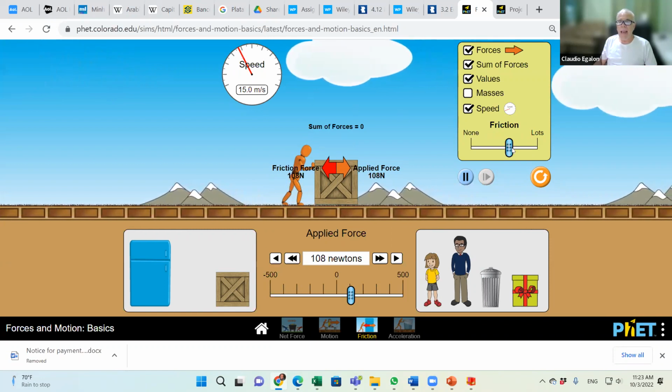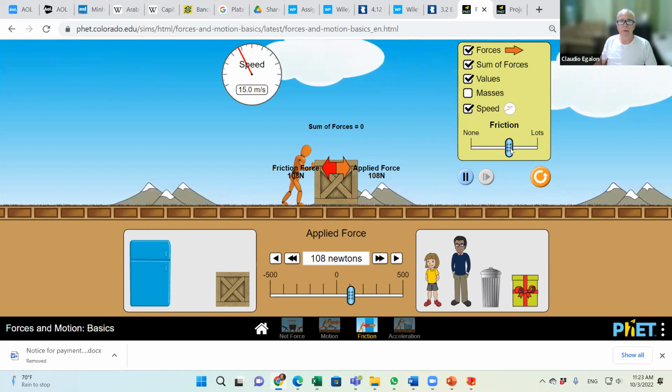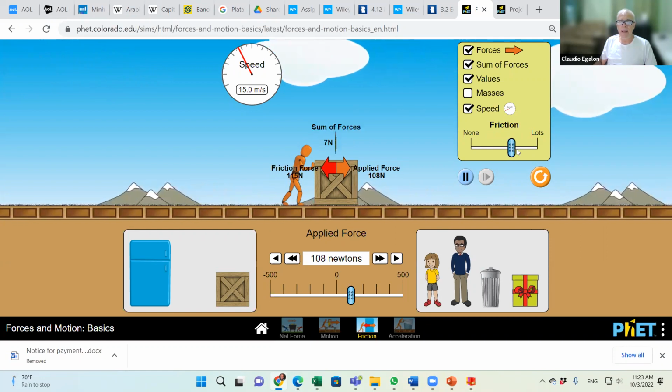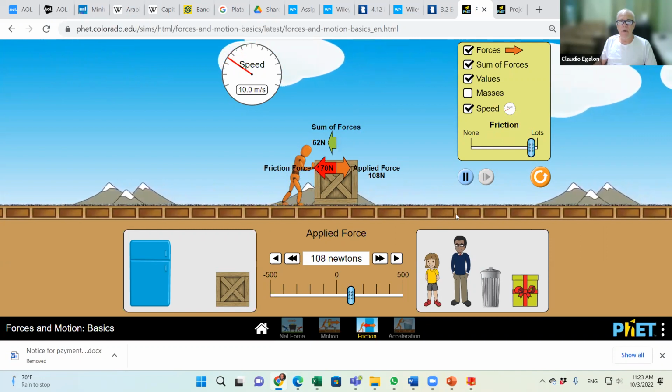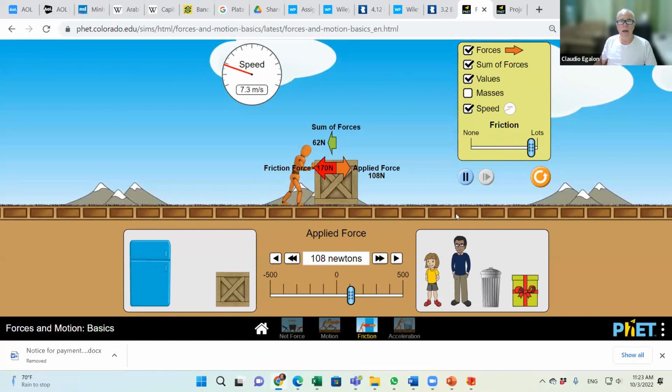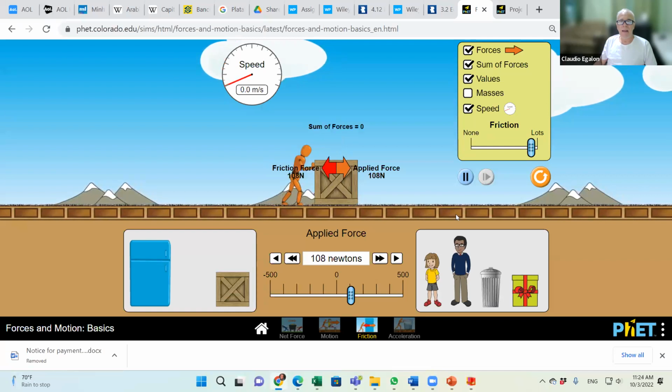If I increase my frictional force here, and I can do that, what do you think is going to happen? The object is going to slow down until it comes to rest. Notice that the force of friction changed its value, and that's how friction works. Let's write it down.